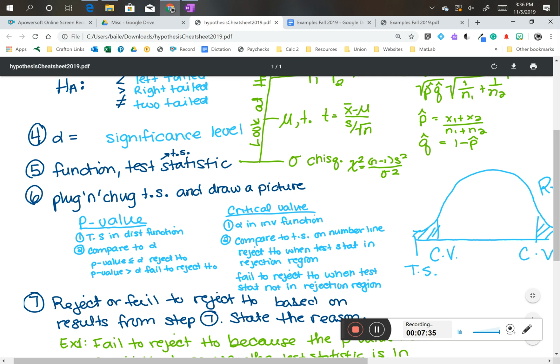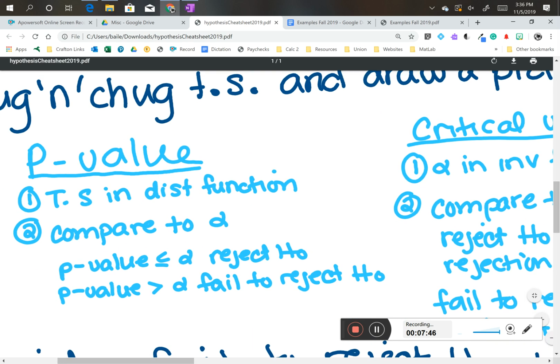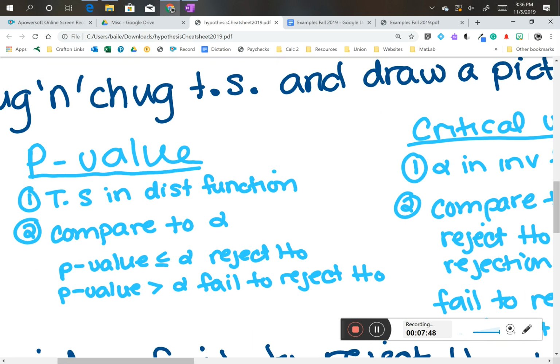So we're supposed to plug and chug our test statistic. Plug and chug, that just means what we did, put in the values for the variables and do the calculation, and draw a picture. Then we'll choose between p-value and critical value. A p-value test compares the area associated with the test statistic to the area that alpha is. Remember, alpha is an area inside the tail.